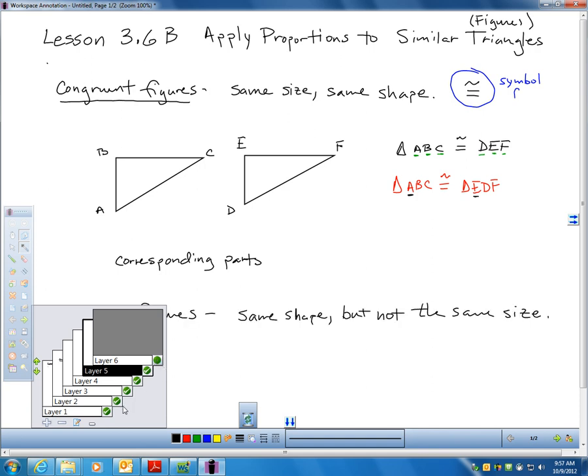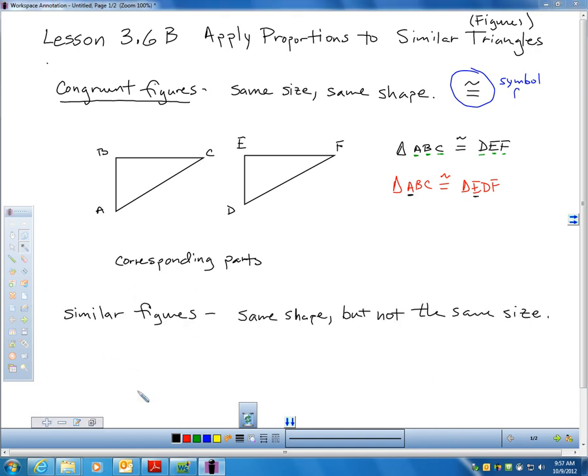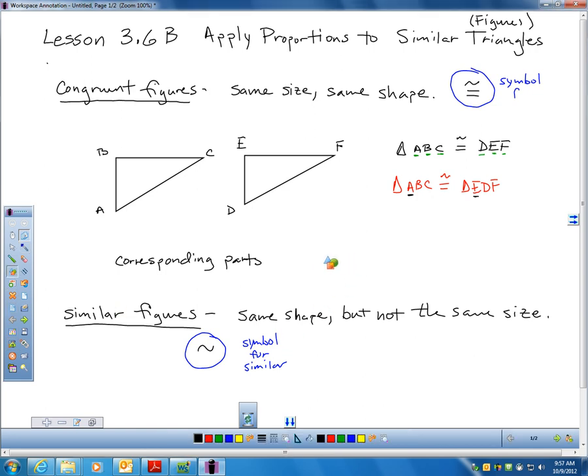There's one other vocabulary word we got to quickly discuss, and that's the term similar. When you have similar figures, that means we have two figures with the same shape, but not necessarily the same size. The symbol for similar is just this. You can see it's that same symbol for congruent, but there's no equal with it. So this is my symbol for similar. All right, an example of similar triangles. Let me see if I can actually draw this up. I'm going to try drawing similar triangles.